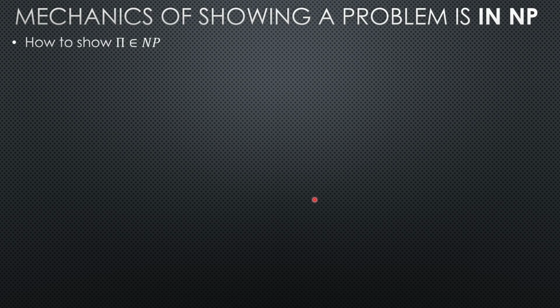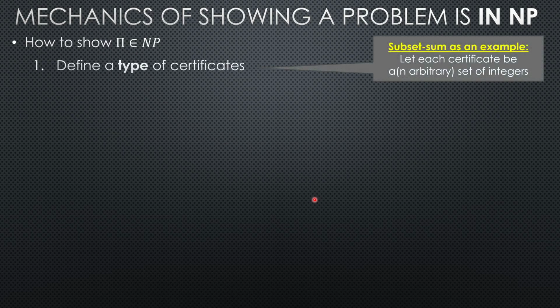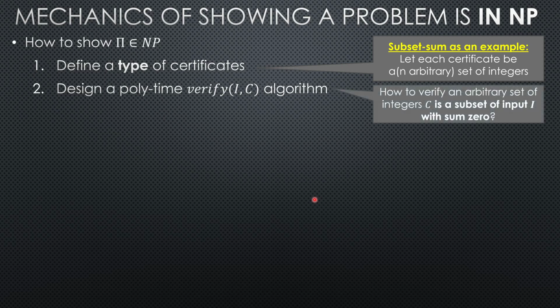Okay, so the mechanics of showing a problem is in NP, because you guys are going to need this for the assignment for A5. So how do you show a problem pi is in NP? Well, first, you define a type of certificates. For subset sum, let each certificate be an arbitrary set of integers. You design a polytime verify algorithm that takes the input and a certificate as its arguments.